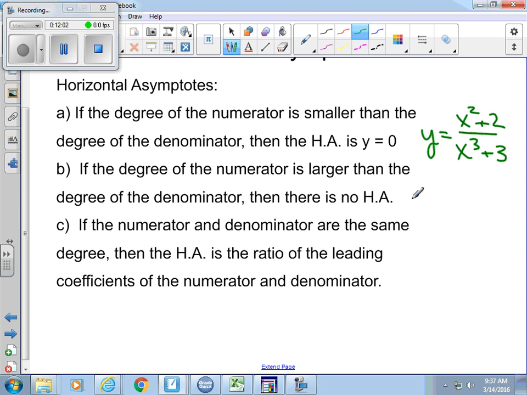If the numerator is larger, so if you had an x cubed on top and an x squared on bottom, then there is no horizontal asymptote, because that does not level off to any number. It goes to infinity or negative infinity. And then the last case is if the degrees are the same.